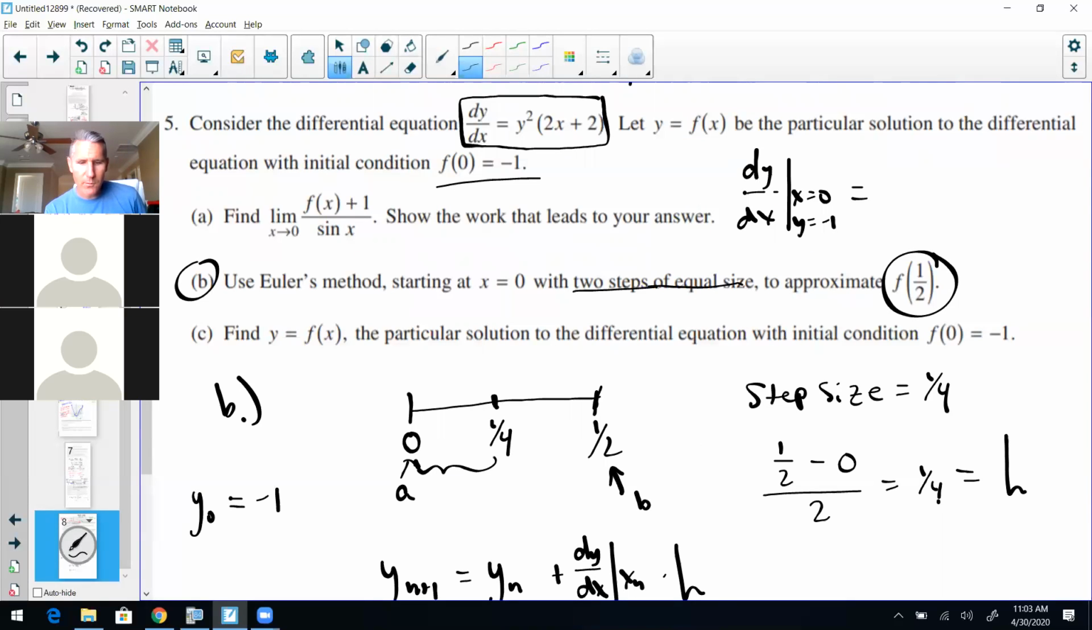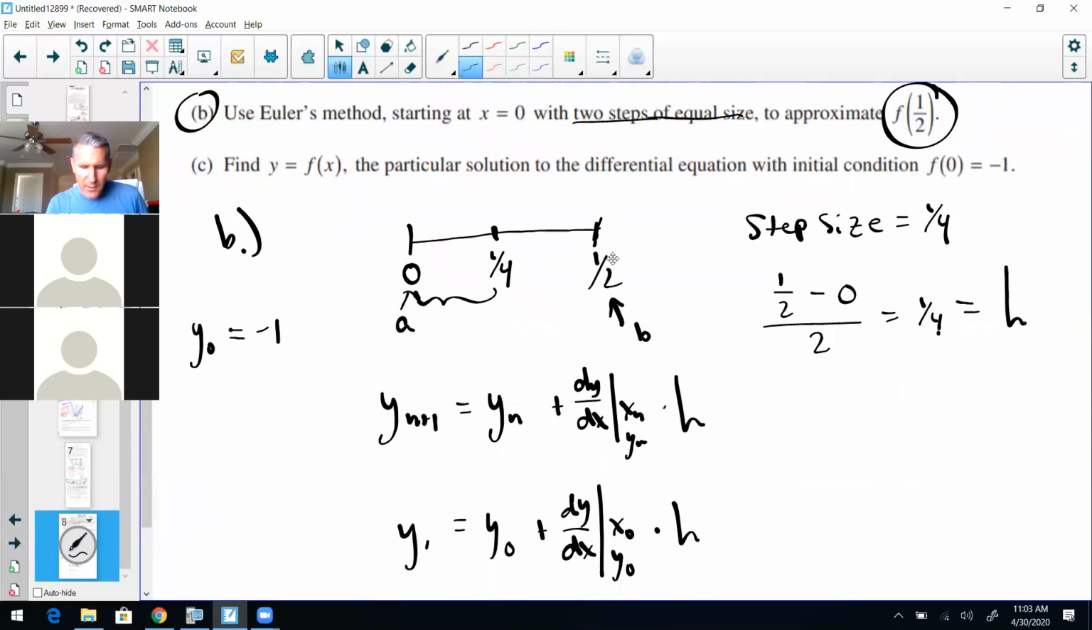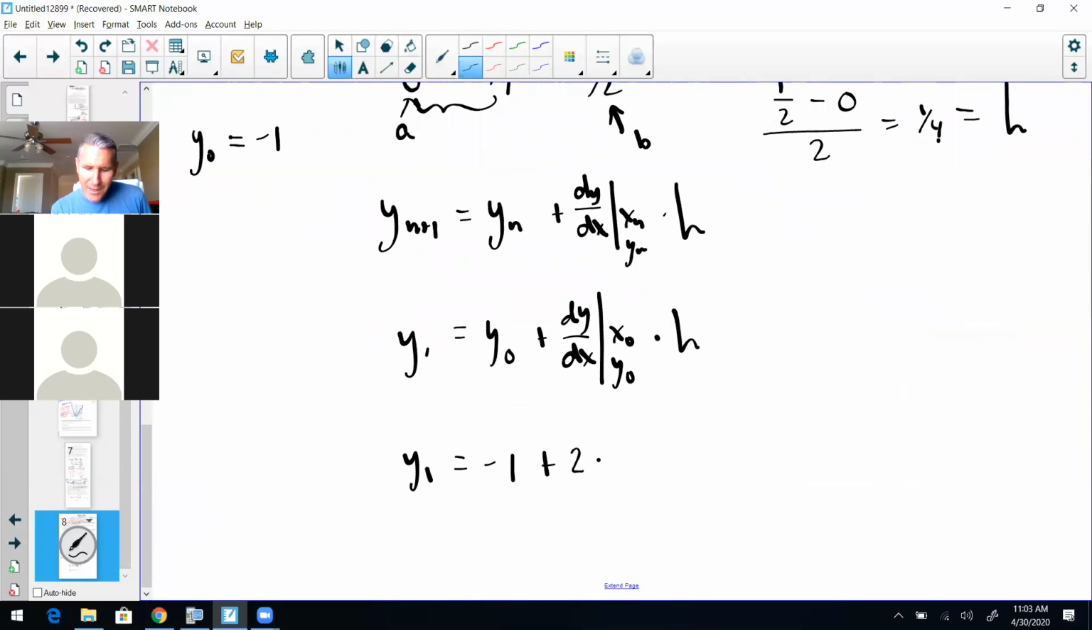Is going to be equal to, so I plug in negative 1, I get 1 times 2, also known as 2, right there, okay? So that's going to be 2 times my step size, which is 1/4, which ends up being -1 plus 1/2, also known as -1/2. So y sub 1 is equal to -1/2.